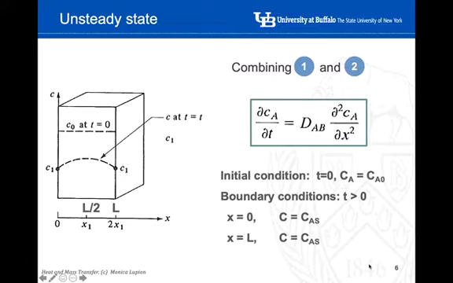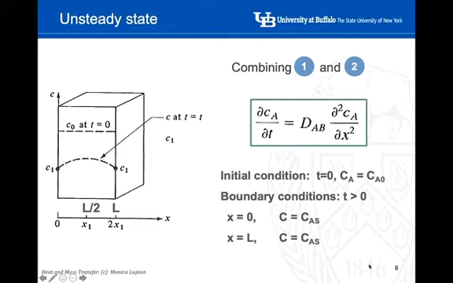When we combine equation number 1 and equation number 2, this is the general equation, boxed in green, that we will need to solve. I mentioned initial conditions and boundary conditions. Assuming, let's say, the simplest geometry, which is a plate, and also relatively simple initial conditions, that is, when time is equal to 0, the concentration has a value of initial concentration, and as boundary conditions, when x is equal to 0, the concentration has some value, and when x is equal to L, the concentration has the same value.